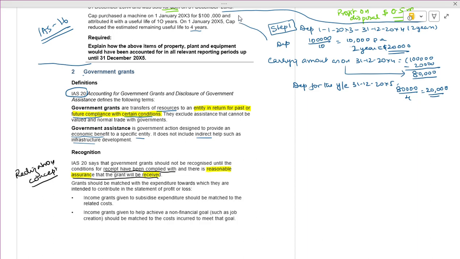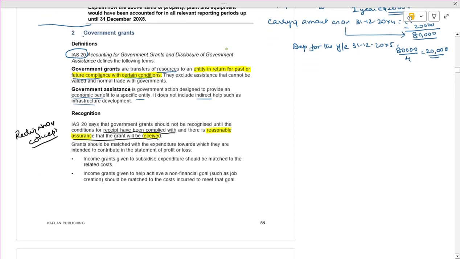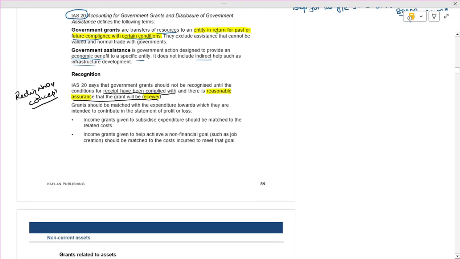Fine. The same thing which we have done in financial reporting, we are following the same concept. Grants should be matched with the expenditure to which they are intended, meaning we should not mismatch them in the statement of profit and loss. Income grants given to subsidize expenditure should be matched to the related cost. If grants are given with respect to income, we have to match them with the related cost. Income grants given to help non-financial goals.